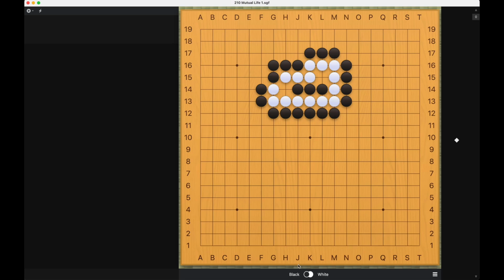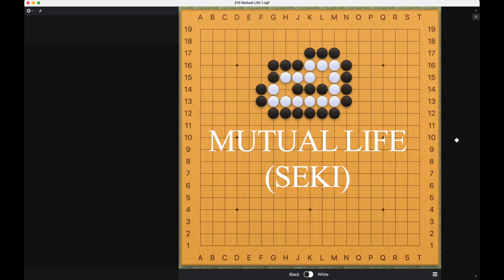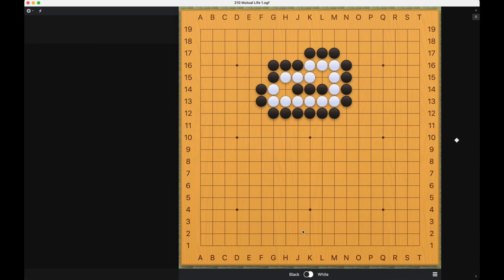In this lesson, let's explore the phenomenon of mutual life, or Seki. So the basic pattern for mutual life in the life and death context looks something like this. We will talk about mutual life in the capture race scenario in another chapter. But here, in the life and death scenario, we have black surrounding the white pattern and the white pattern surrounding the three black stones in the middle.